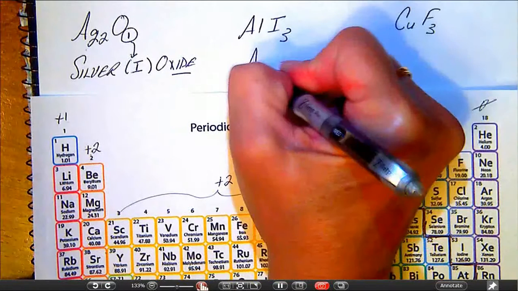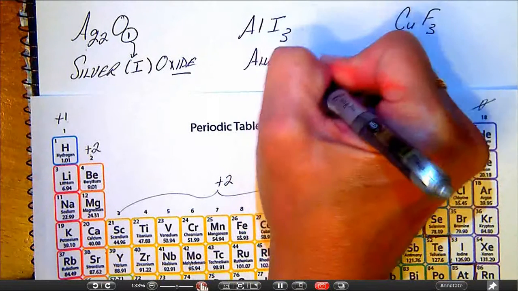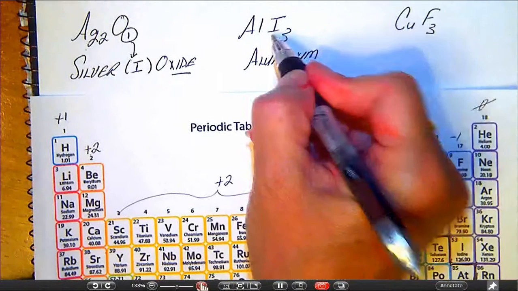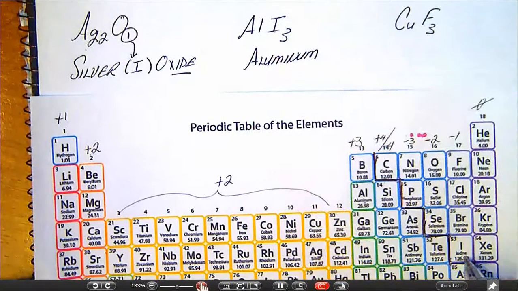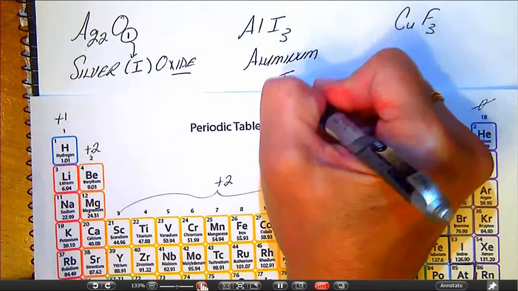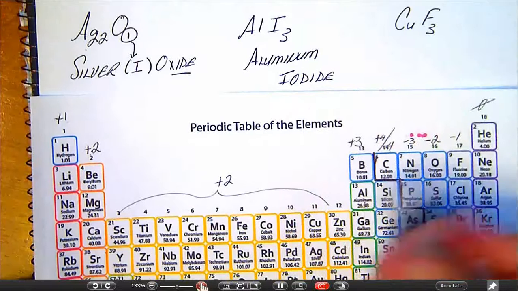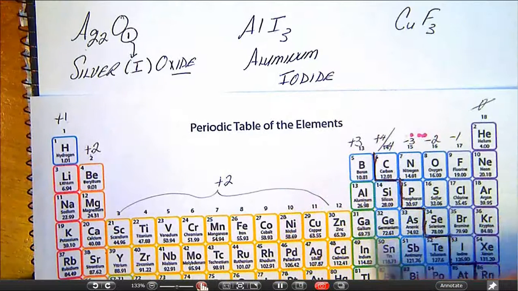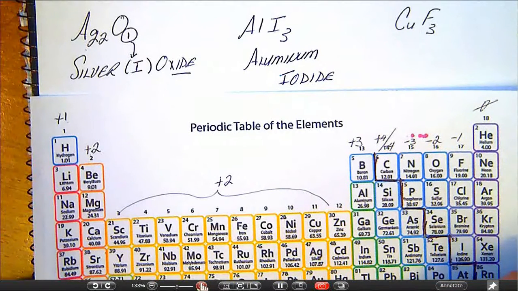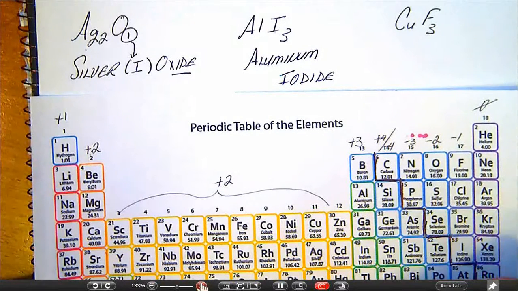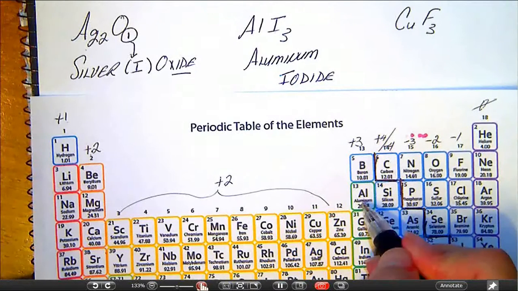Al, aluminum, found here, I over here, iodide. If you notice, although it's in that section that I said has possibilities of multiple oxidation number, aluminum does not. When we get deeper into what are the rules for multiple oxidation numbers, I will explain why.